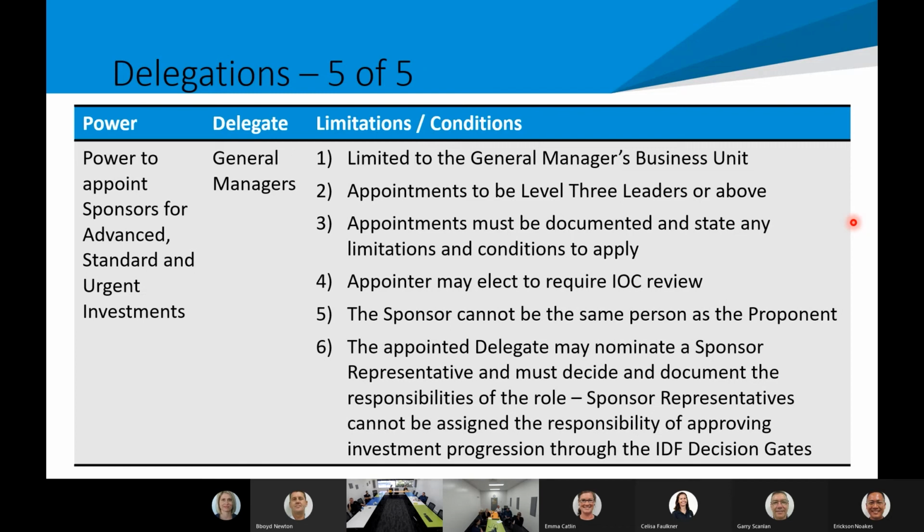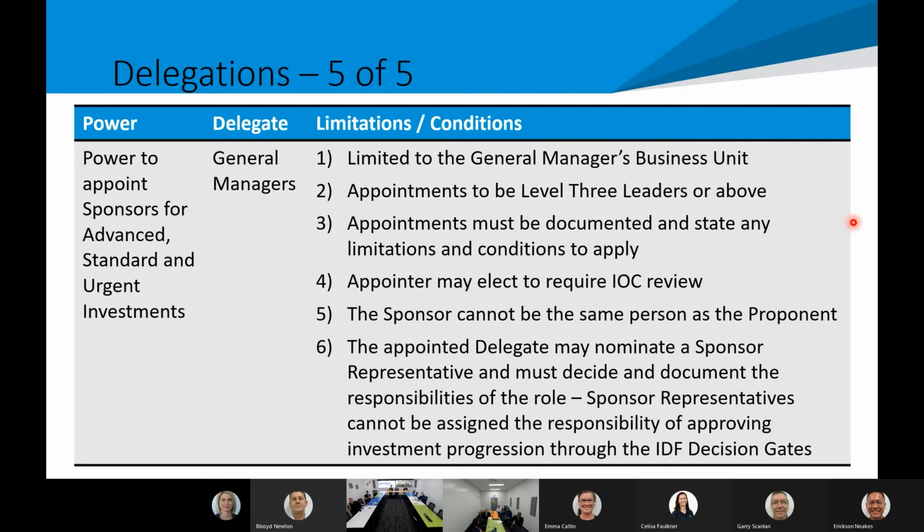Righto, I apologise, I know that is dry and delegations are always dry, but are there any questions about them? Because these are the things that we come unstuck on if we start acting outside of them.